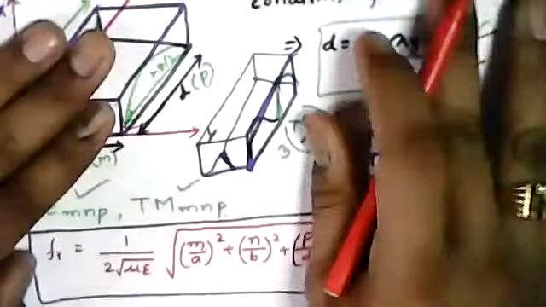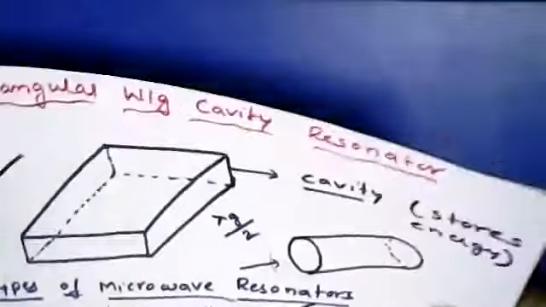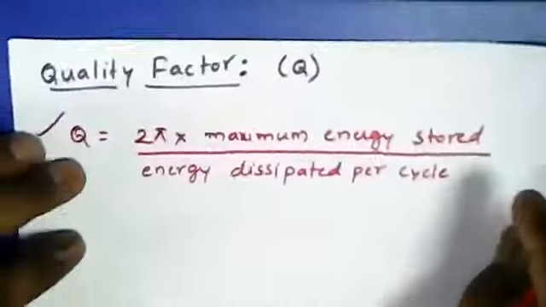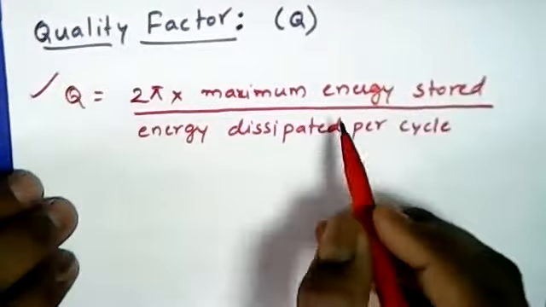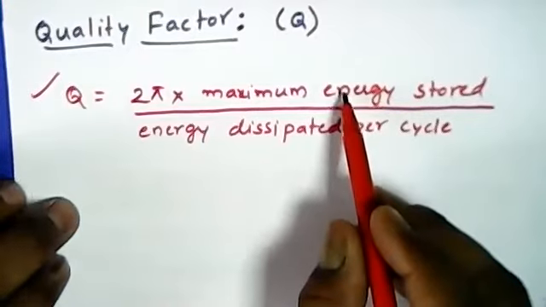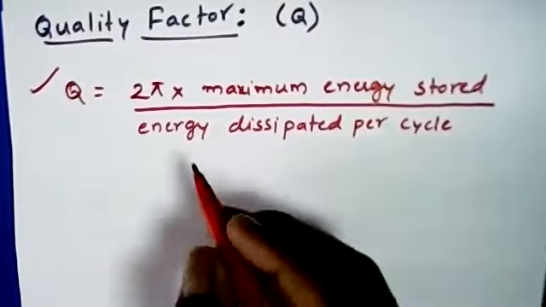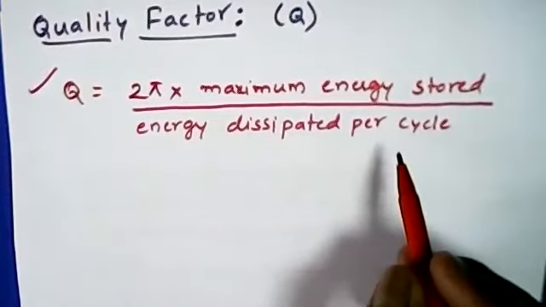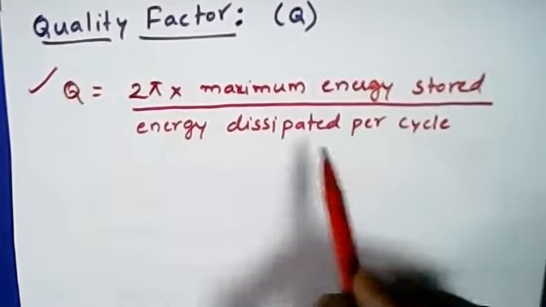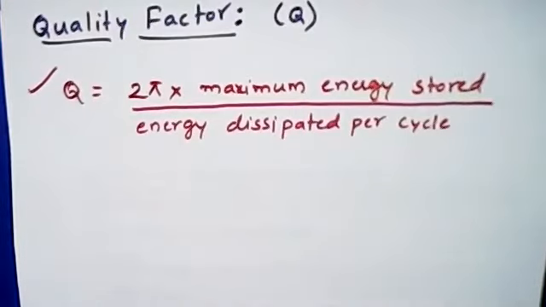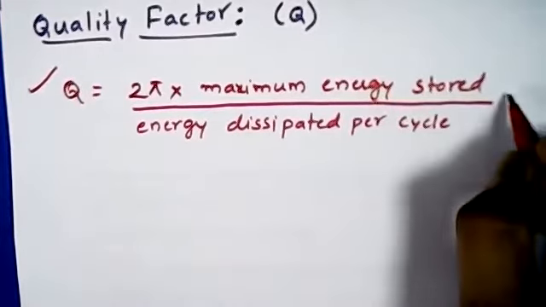Later on, we have seen the last one, the quality factor. The quality factor can be measured by taking the total maximum energy stored within the cavity, multiplied by 2 pi, and dividing by the amount of energy dissipated. By using this expression, we can calculate the quality factor, that is, to what quality the signal is propagating in the cavity resonator. That is all we have discussed.